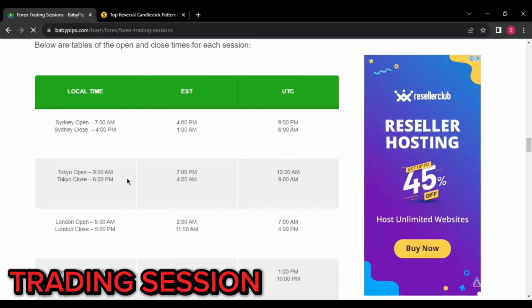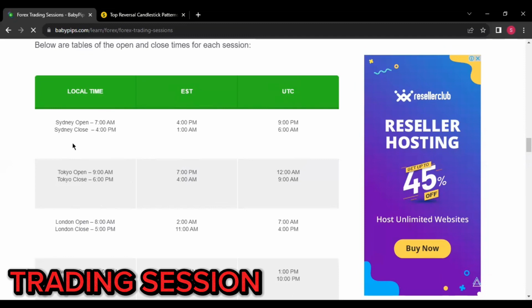Looking at my screen right now, you're going to see local time, EST, and also UTC. All these things are Eastern time, UTC time, and local time. So we have 4 major trading sessions, which are the Sydney session, Tokyo session, London session, and New York session.